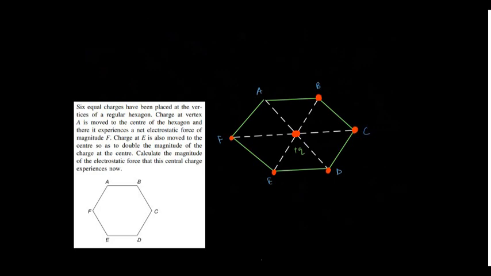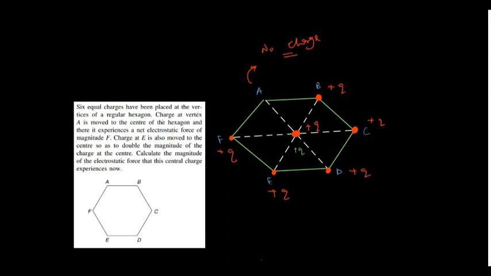Six equal charges have been placed at the vertices of a regular hexagon. The charge at vertex A is moved to the center of the hexagon. So I will start from the beginning only. There is plus q, plus q, plus q, plus q, plus q, and this charge here is now moved to the center. So now at the center there is plus q. At A there is no charge as of now. Before proceeding, I will discuss what is happening here.